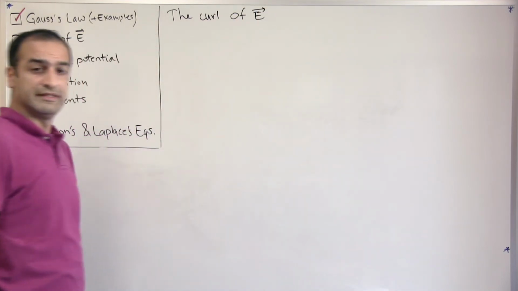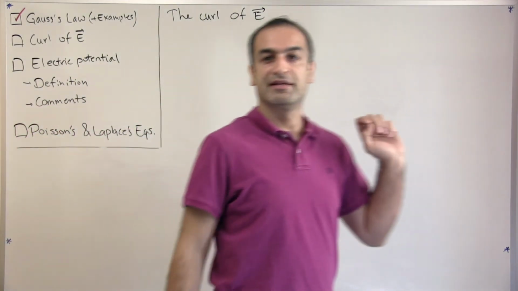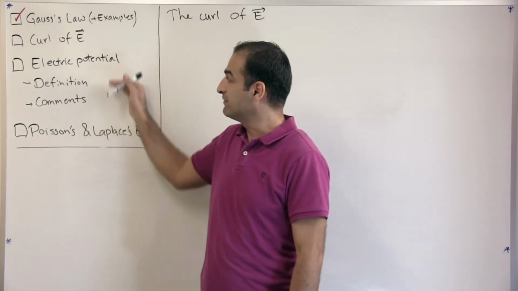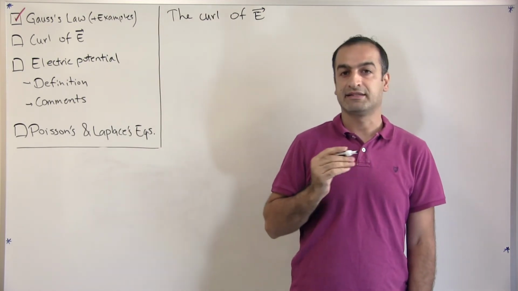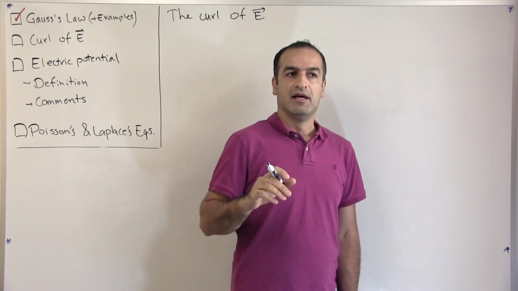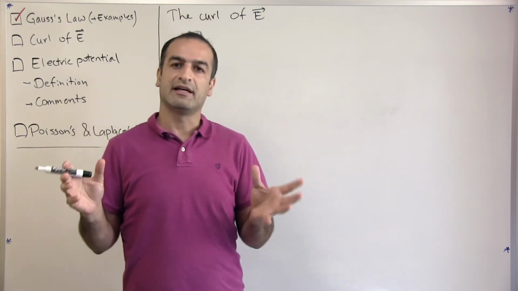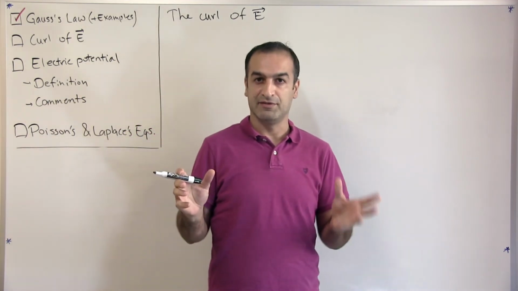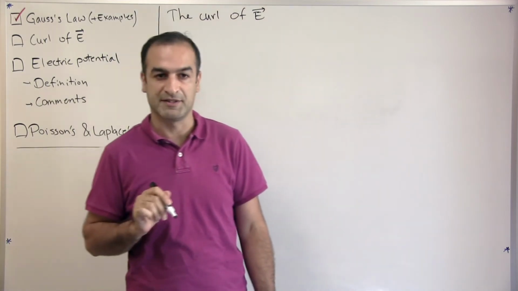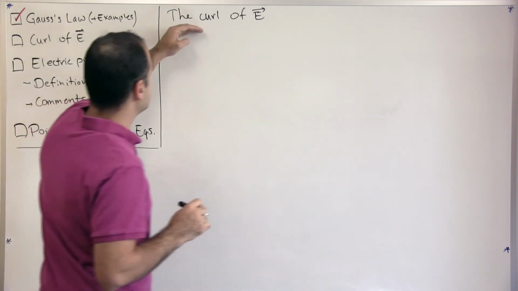So the curl of E is very special, as I said, because the curl of E turns out to be zero, and that gives us the possibility of defining electric potential as a scalar field whose gradient is equal to the electric field. That makes things a lot easier, because first of all it summarizes the electric field, which is a 3-component vector, into a scalar field, which is a 1-component function.